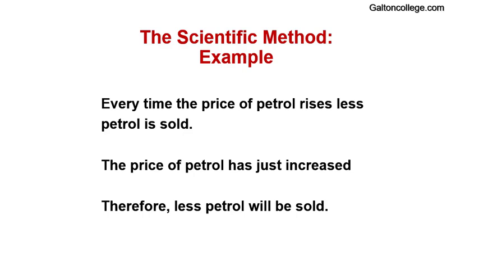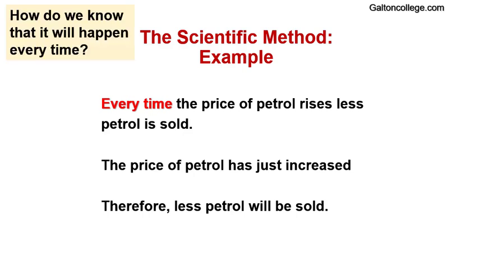Let's go back. Every time the price of petrol rises, less petrol is sold. The price of petrol has just increased, therefore less petrol is sold. That's our proposition. We're saying every time. But how do we know it'll happen every time? It might happen every time in the past, but tomorrow it may not happen.